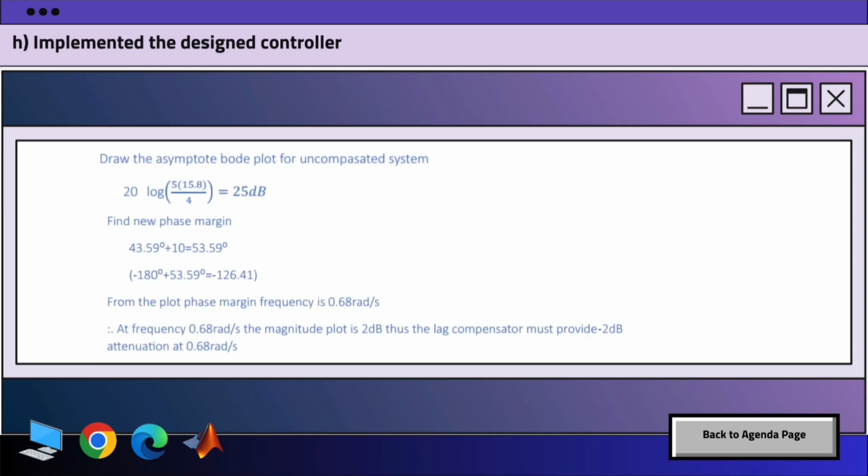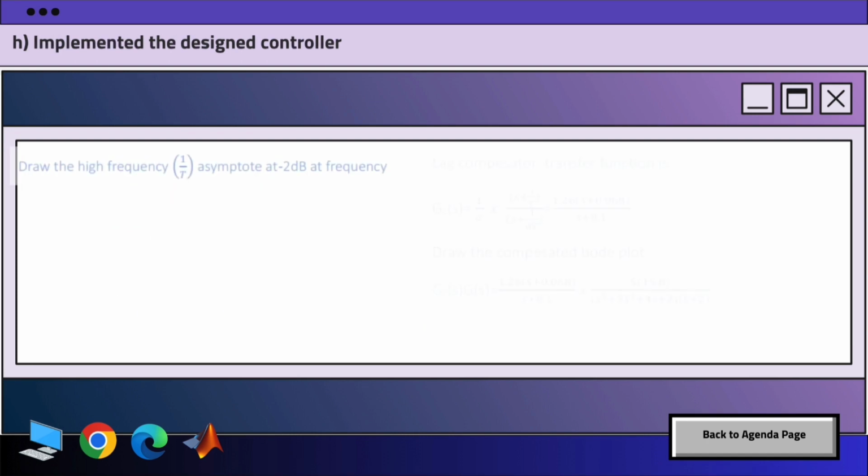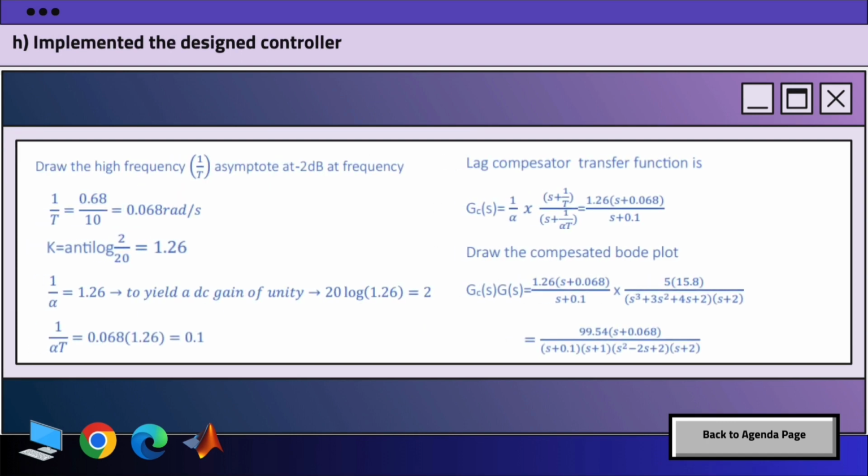After that, we will have to draw the asymptote Bode plot for the uncompensated system and find the new phase margin. We will also need to draw the high frequency 1 over alpha asymptote at negative 2 dB at frequency 0.98 radian per second. This is the value of 1 per alpha, which is 1.26, and then we get the value of 1 per alpha times period.